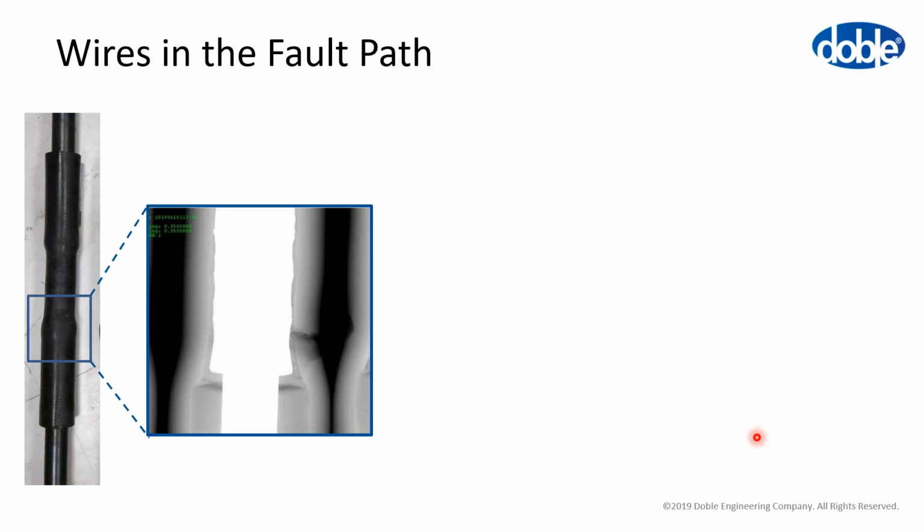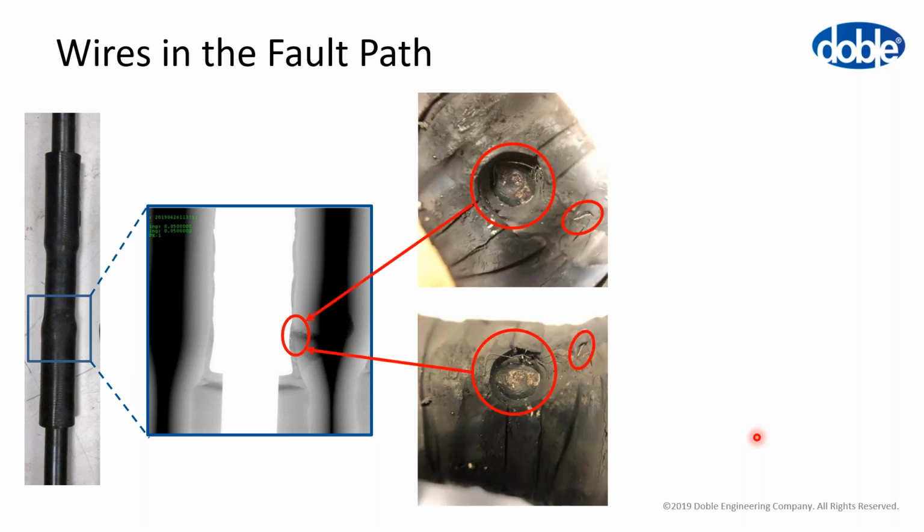So back to where we were with the little contaminants before in the fault path. Once we actually took the joint body off, these are now the tapes over the conductor connector. We could see that there were little wires embedded in the tapes. Now, the fact they're embedded means they couldn't have fallen in after the fault. They're actually stuck into the layers of tape.